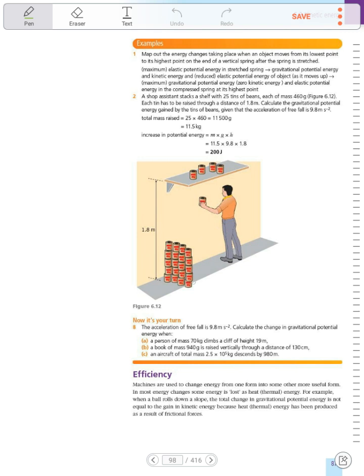If you want to take the objects up, we have a work, the work equals the weight of each object multiplied by distance. If you want to find the total work, you have to multiply this value by the number of cans, so you can find the total work done.